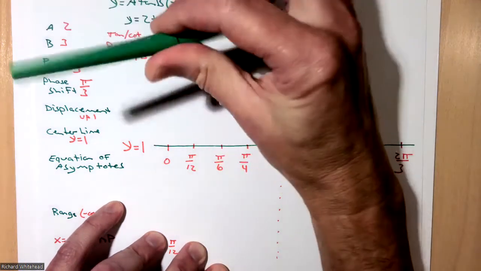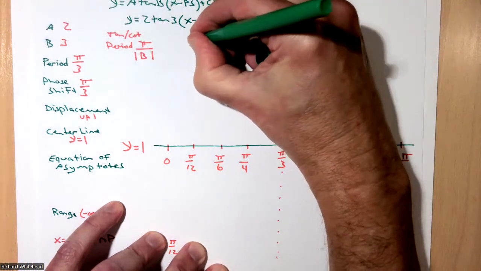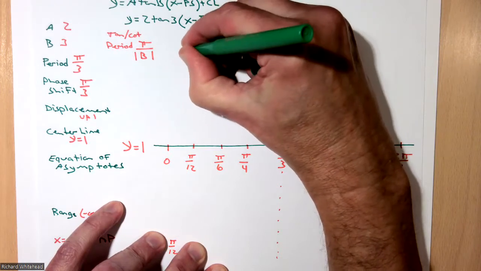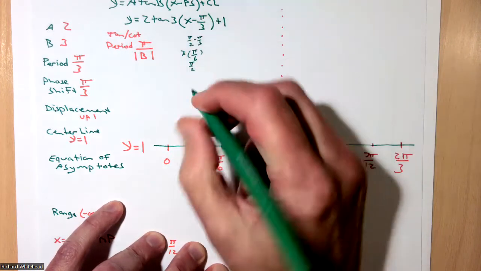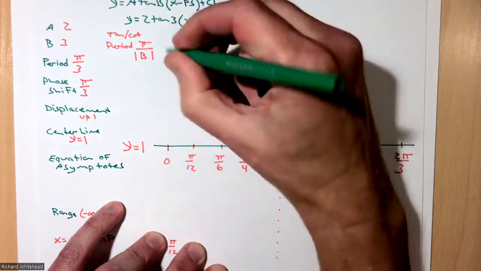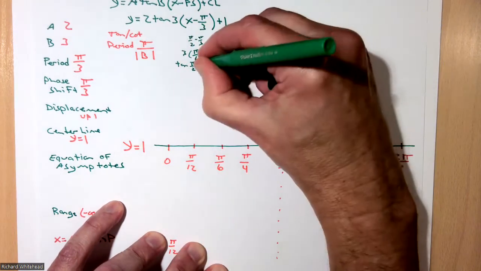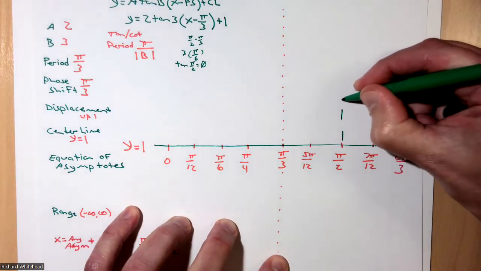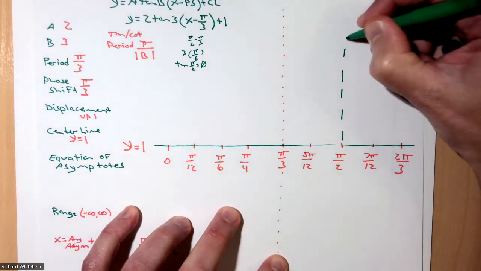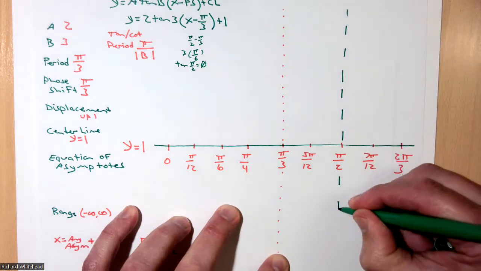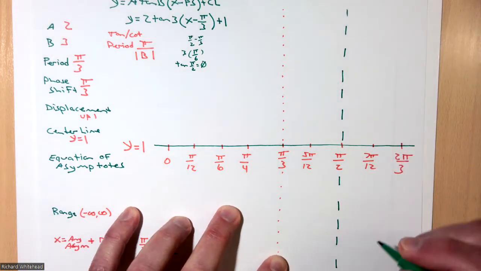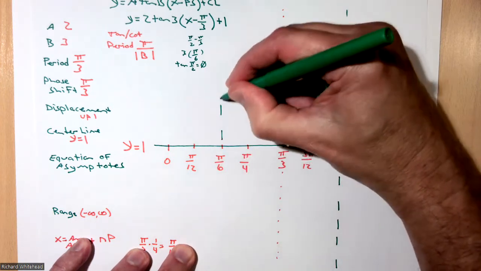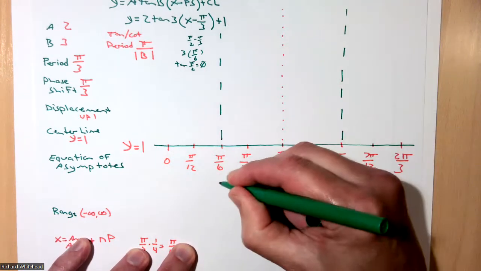So if I plug pi over 2 in there, pi over 2 minus pi over 3 is pi over 6. 3 times pi over 6 is pi over 2. Tangent of pi over 2 does not exist. So I convinced myself that there's an asymptote there at pi over 2 because it doesn't exist. And then I say, oh yeah, so now I'm convinced that for tangent, the asymptotes are at those halfway points.